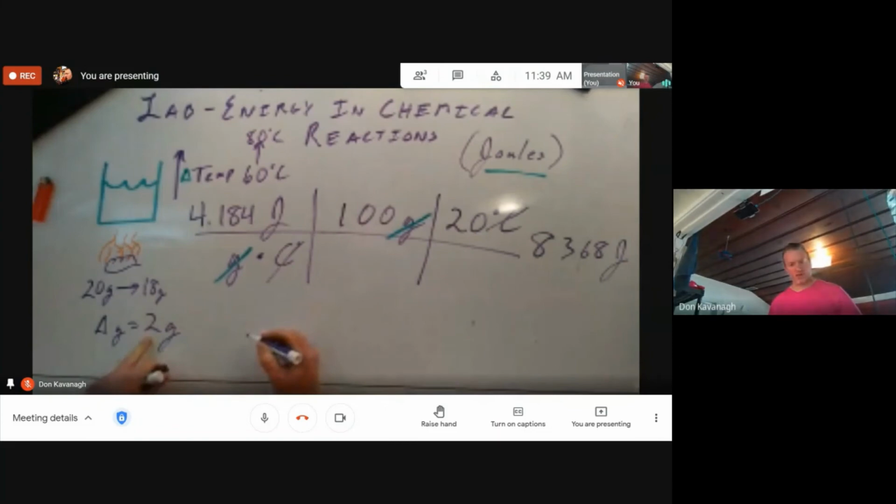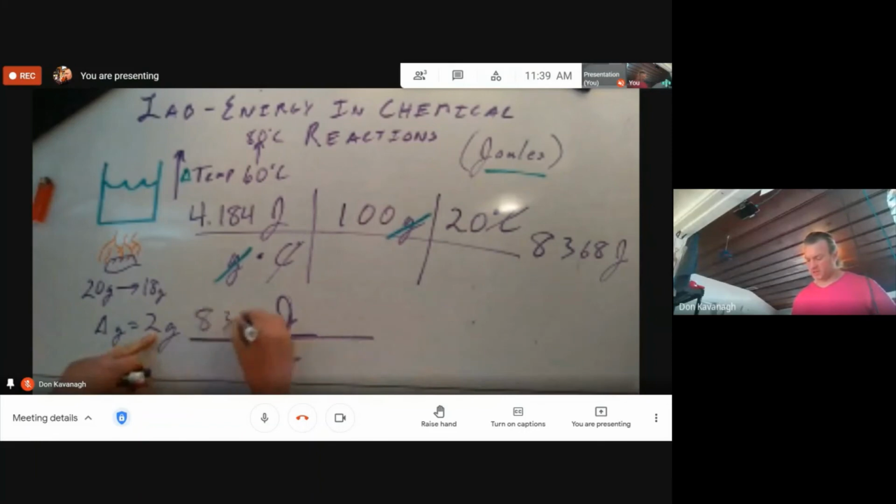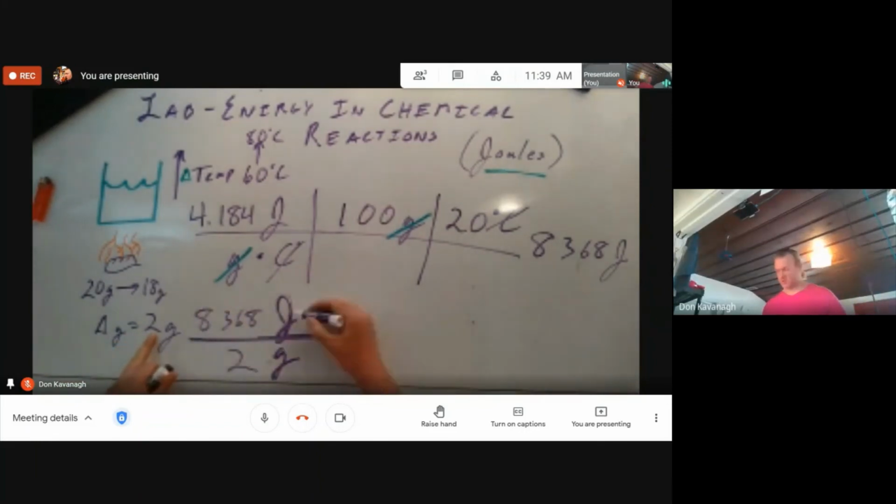Now, the next question in the lab talks about the energy density of this briquette. What is the energy density? So we want the energy density in joules per gram. And if that's the unit we want our answer in, we just fill in our scaffold to match those units. 8,368 divided by 2, because that's the joules of energy released. That's how much mass was lost to release that much energy.